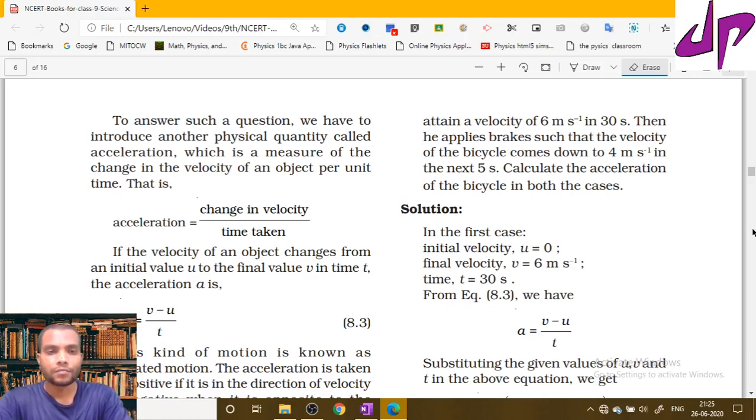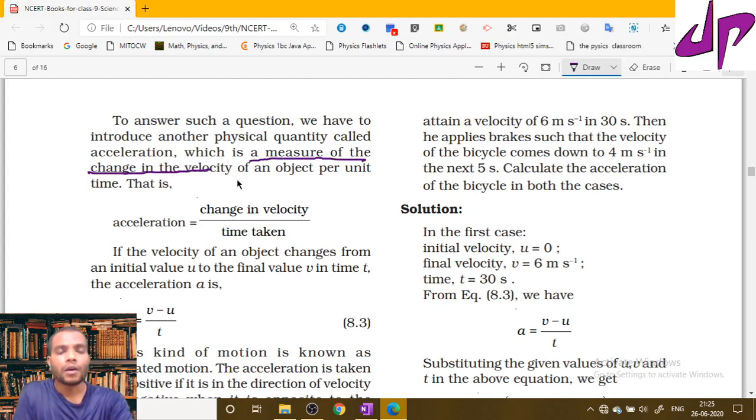Hi students, last class I discussed acceleration. Acceleration is nothing but change in velocity per unit time, which is a measure of change in velocity of an object per unit time. In formula manner, we will write acceleration equal to change in velocity by time taken.